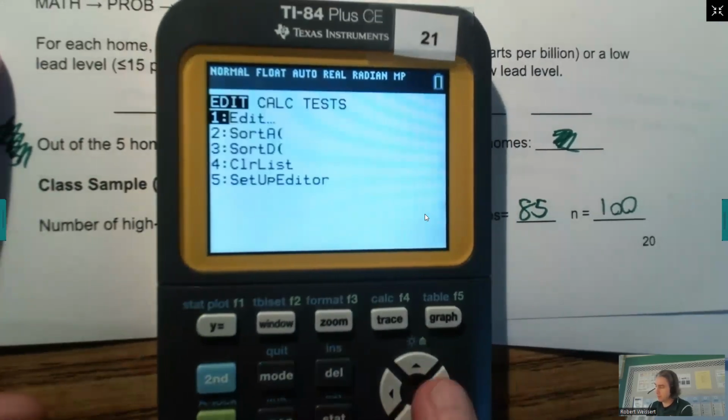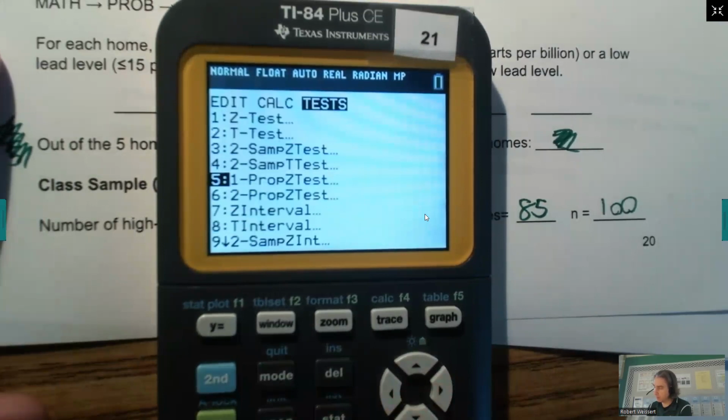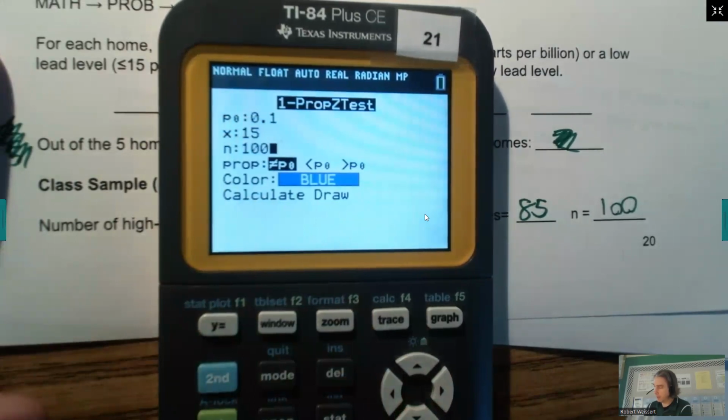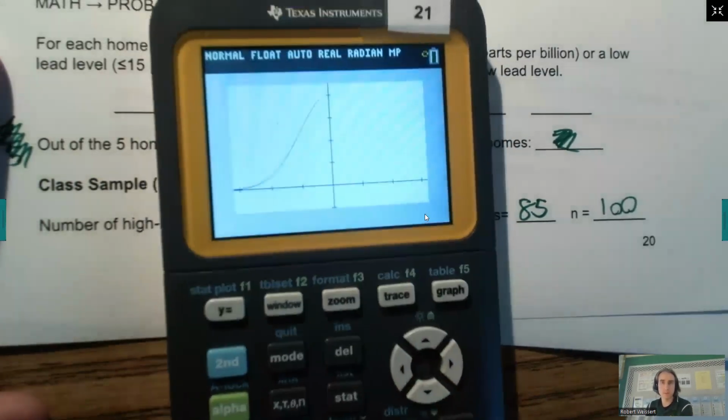So we'll go back into the stat menu, and this time we're going to go to one prop z test. Still 0.1. We're still going to put our success, our number in our sample that had high lead homes, and we'll do 100 there. Keep that greater than. And I'm going to go to draw so I can visualize what's going on with this.